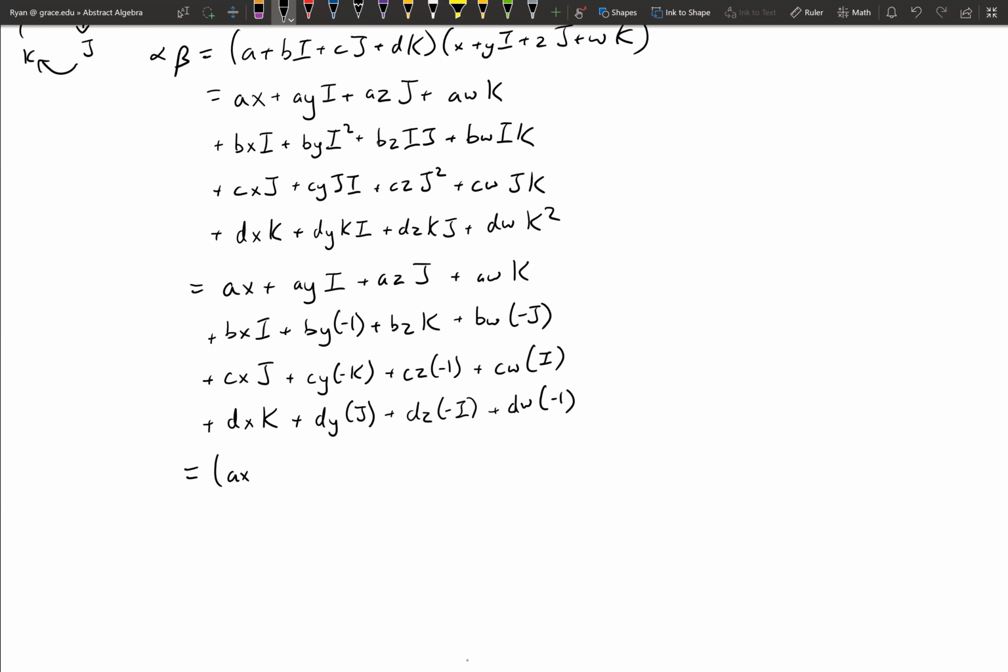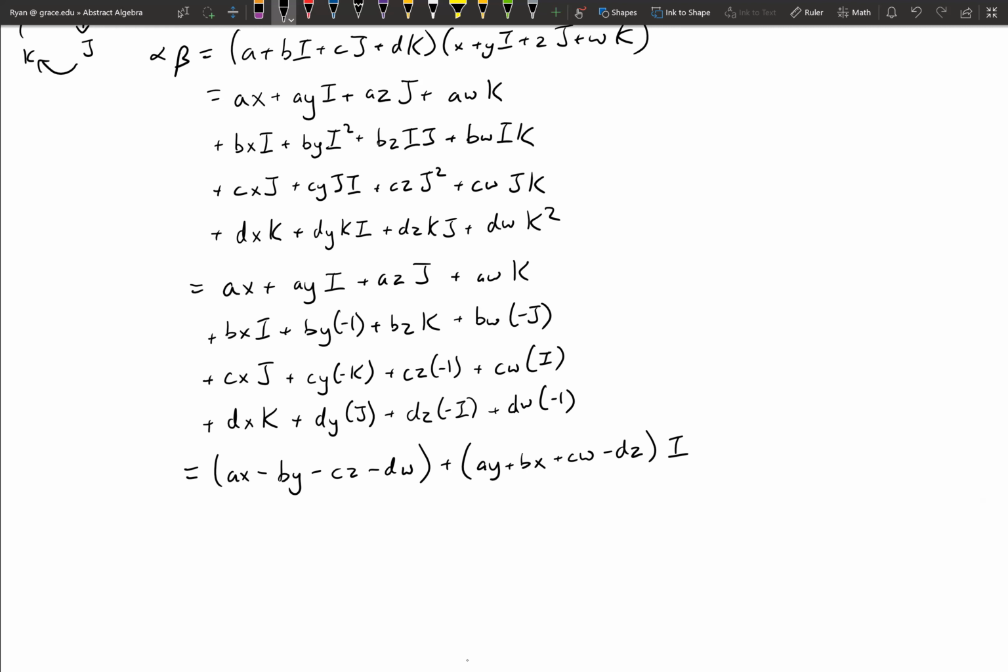And then finally, you write it so the diagonal is all real numbers. So AX minus BY minus CZ minus DW, plus, let's find all the things with I: AY, BX, CW, minus DZ. I'll go in order of row 1, row 2, row 3, row 4. So AY plus BX plus CW minus DZ, times I.